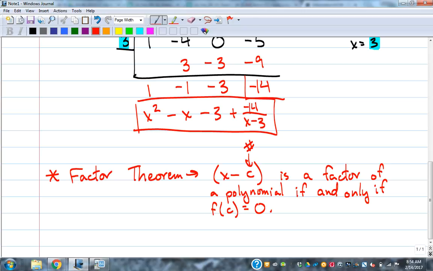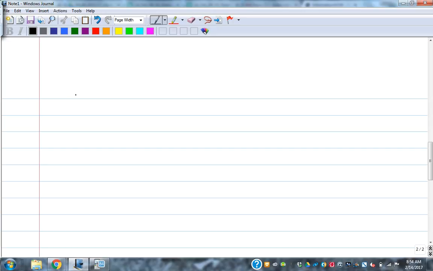And we're going to exploit that by using synthetic division. If we can run that through and the remainder is 0, then it's a factor. And that helps us break down a polynomial into smaller parts. Okay?